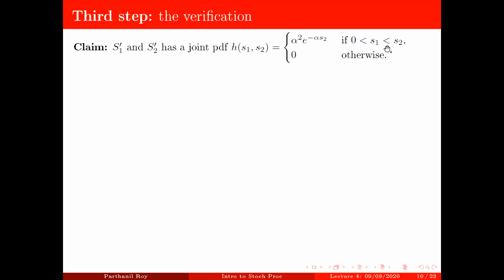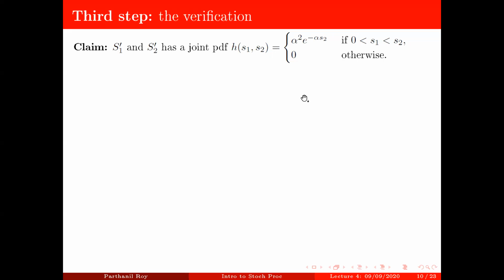And of course, I should mention that the S1 equal to S2 line, even though I was initially writing S1 less than or equal to S2, is now gone. This is because we will prove that it has a joint density. And once it has a joint density, anything one-dimensional has probability 0. So therefore, we can as well write the strict inequality. But still, we haven't proved the claim yet. We have to prove this claim.